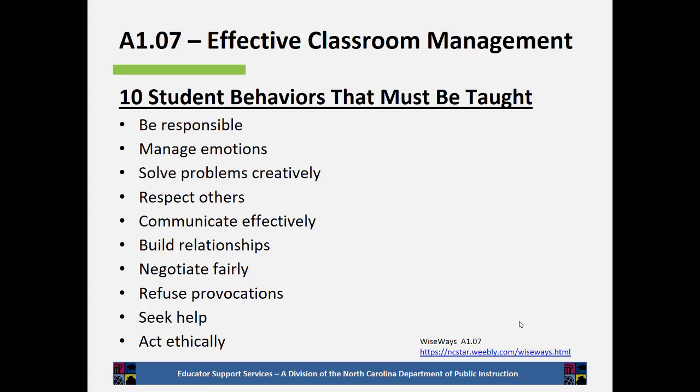One of the things that I realized as I was going through these 10 behaviors is that this is not just for students, that actually school staff, whether it's support staff or teachers or administrators, should be really living these same behaviors as well. They should be modeling these with each other and practicing these with each other and in front of their students as well.